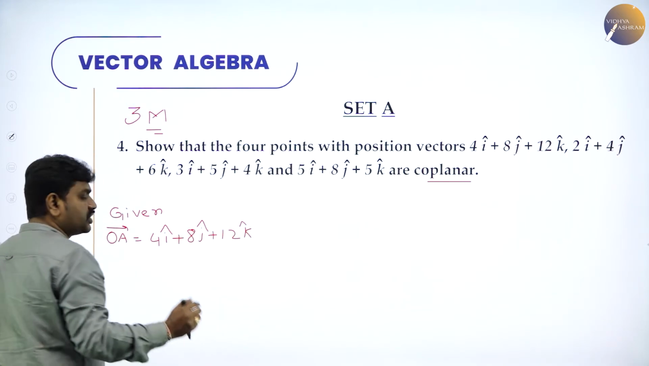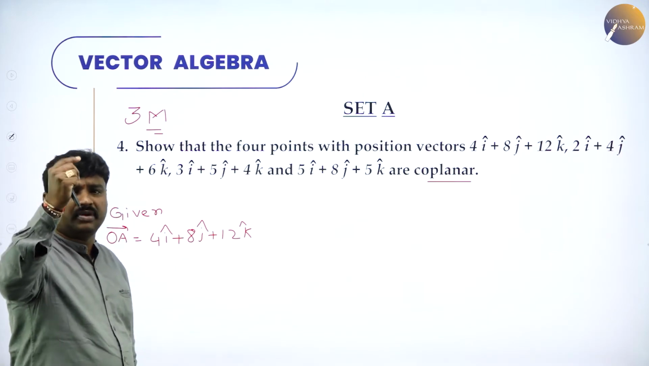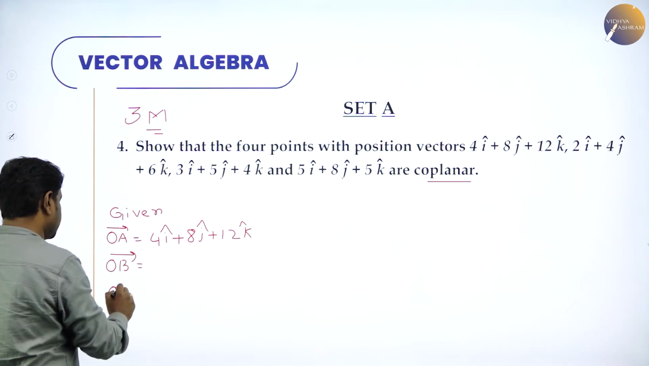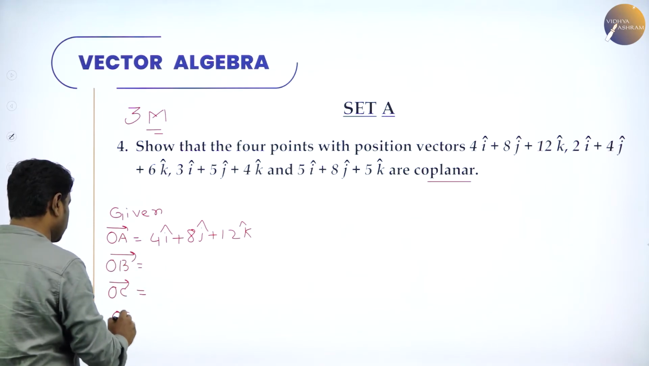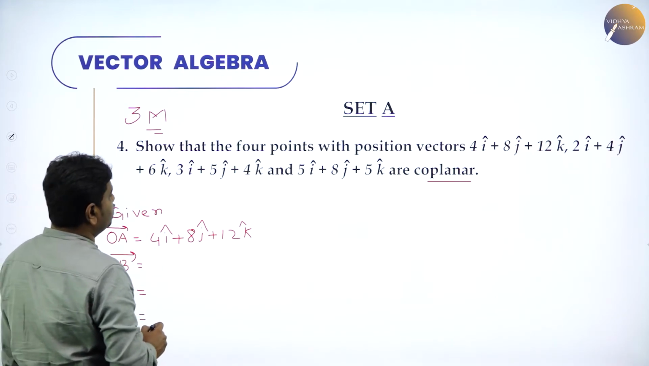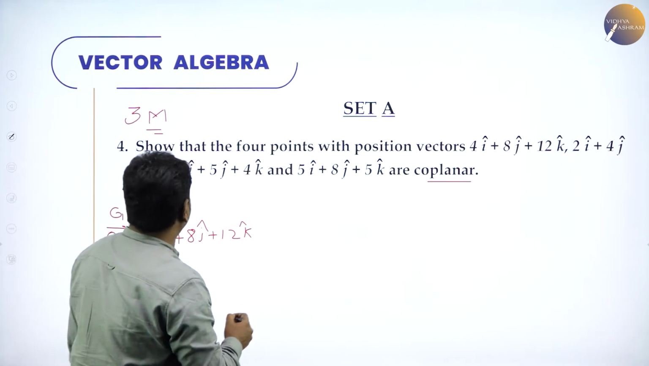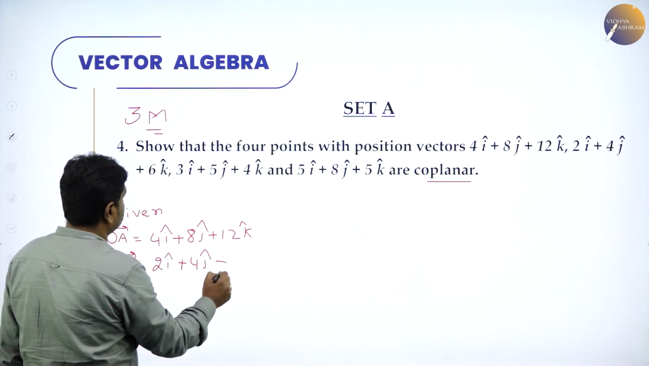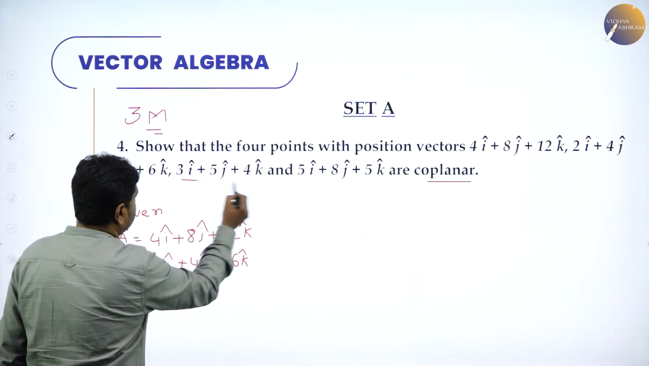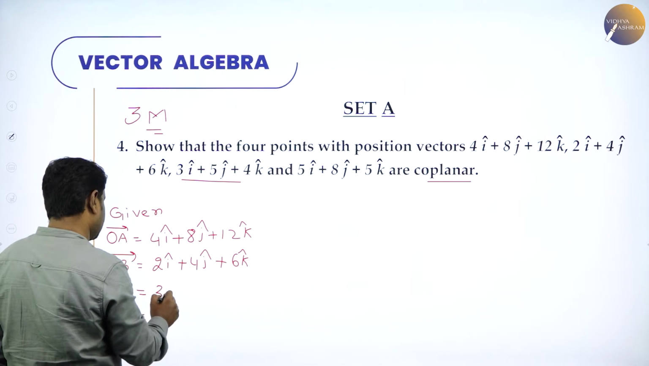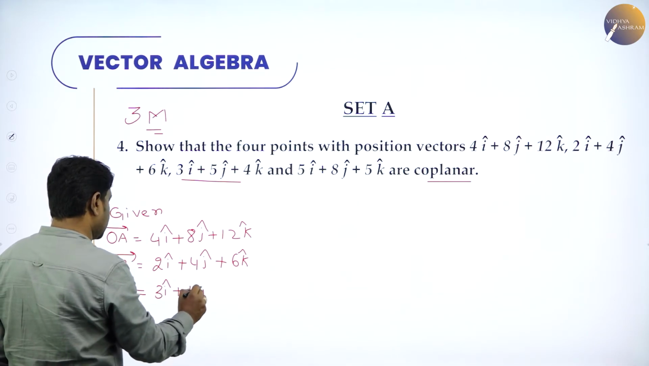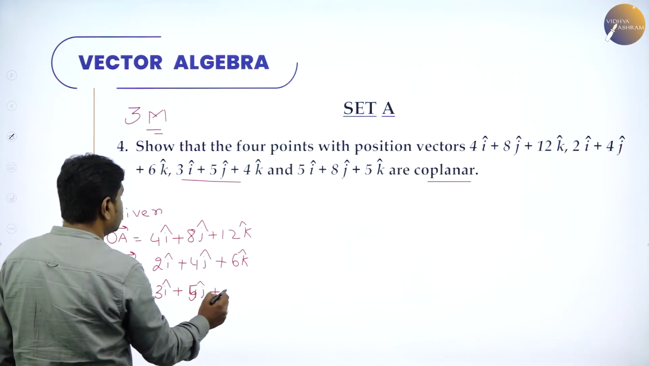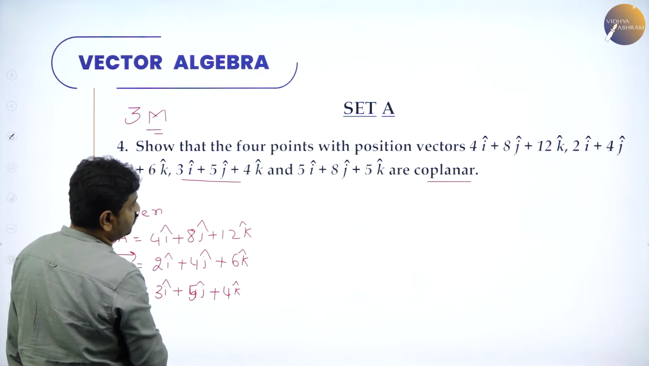Dear students, you know position vector means what? Vector drawn from origin to the given point, OA. Similarly, they gave OB, they gave OC, position vector of C. They also gave position vector of D, OD. 4 position vectors are given. OB means position vector of B, that is 2, 4, 6. Then OC, position vector of C, 3i cap, 5j cap, and 4k cap. Last, OD is 5, 8, 5.